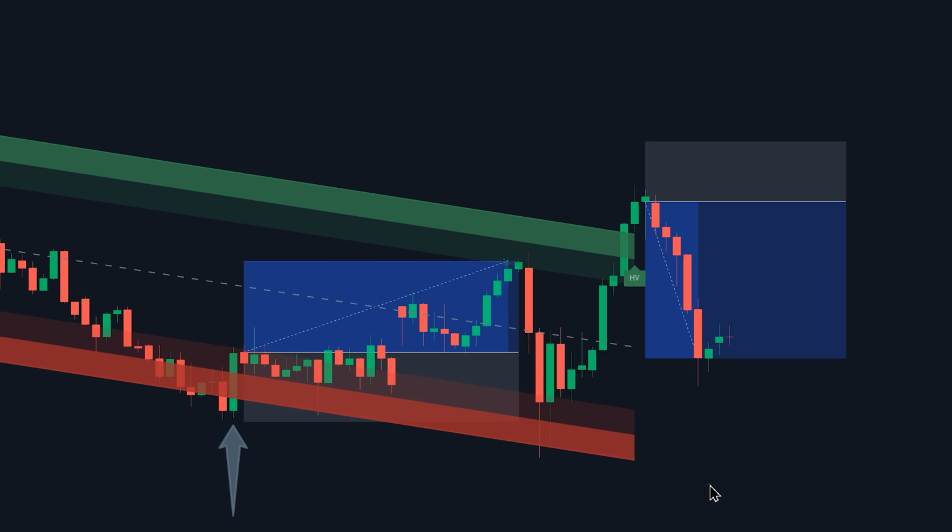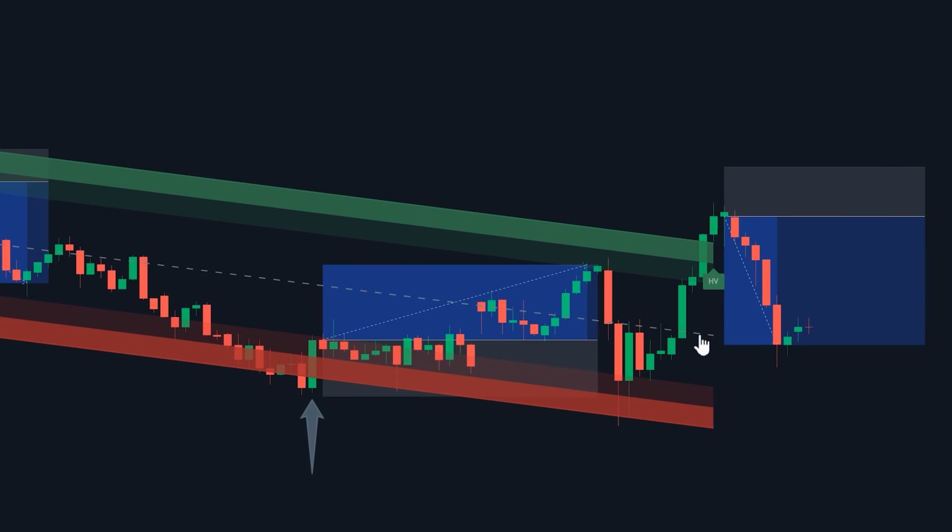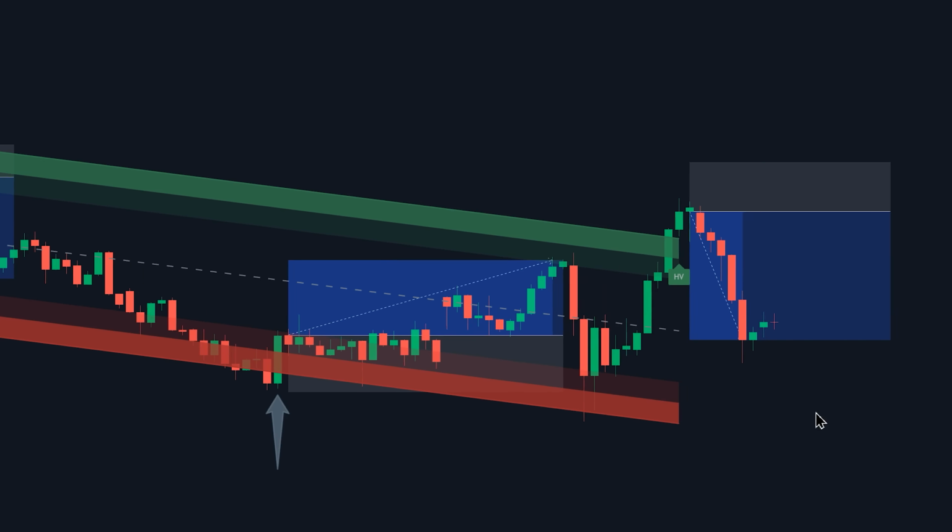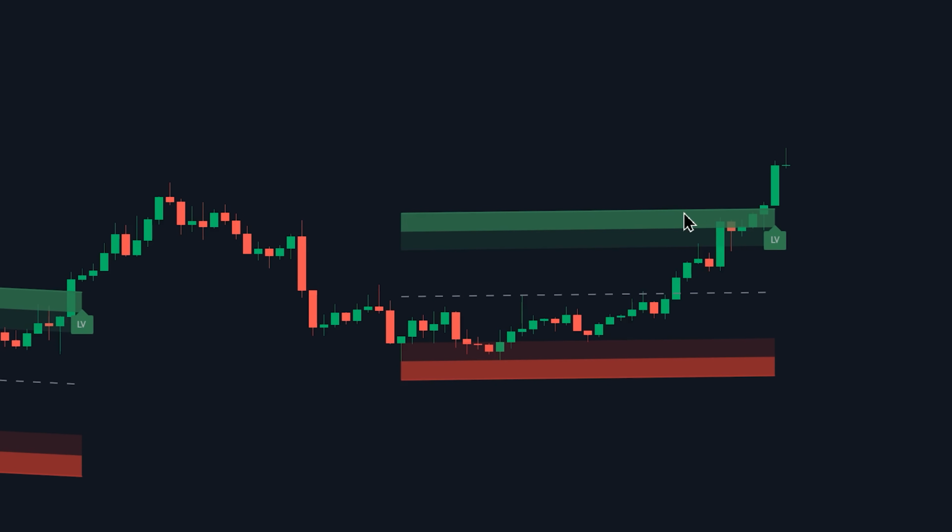That dashed center line we talked about? That's pretty useful too. It acts as a kind of equilibrium or balance point for the market within the channel, so price might react to it, or you could even use it as a potential area to take profits. But one of the really cool features is how it handles breaks of these channels.